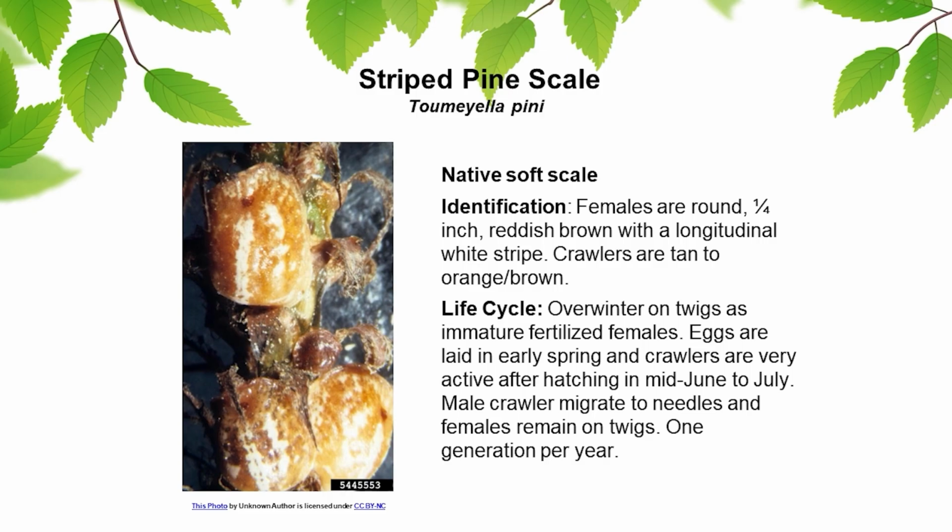Striped pine scale overwinters on twigs as immature fertilized females. In early spring, eggs are laid. Crawlers are very active after hatching in mid-June to July. Male crawlers migrate to needles while female crawlers remain on twigs. Striped pine scale have 1 generation per year.